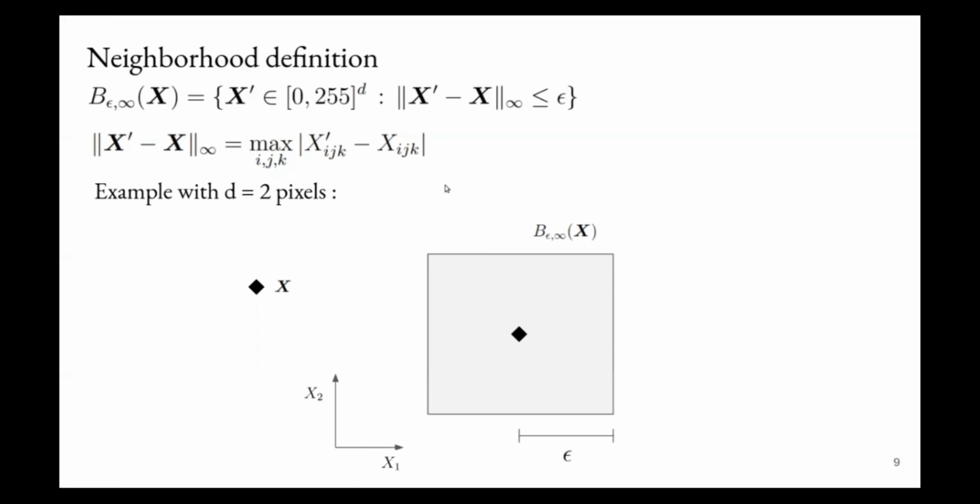For example, if we work with only 2 pixels, so 2 dimensions, each image can be seen as a point on the screen. Now, we're going to refer to the original image with a diamond shape. And here the neighborhood is a square around the instance. And the width of the square is 2 times epsilon.